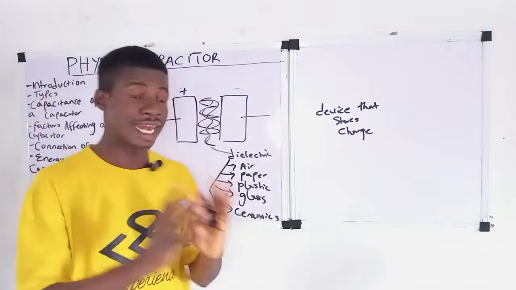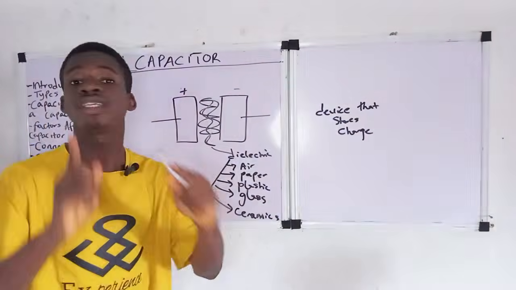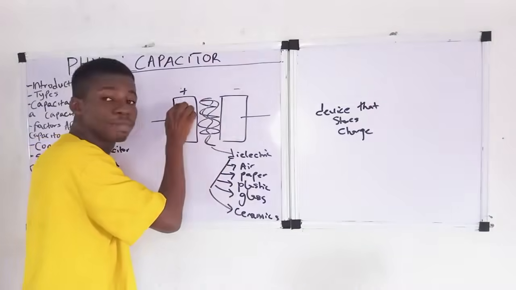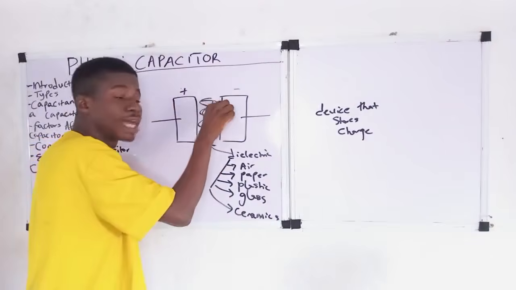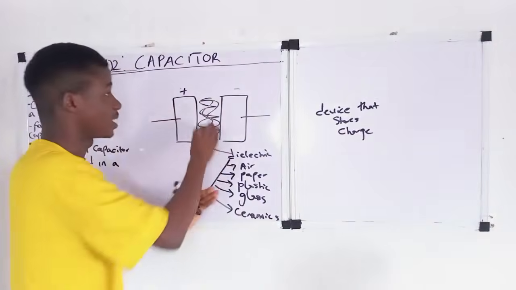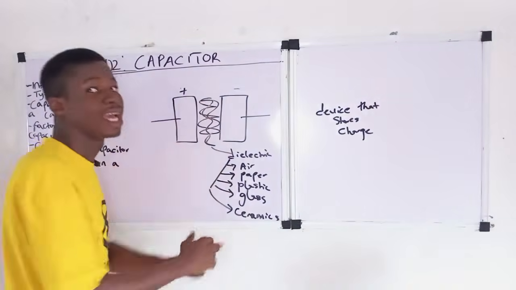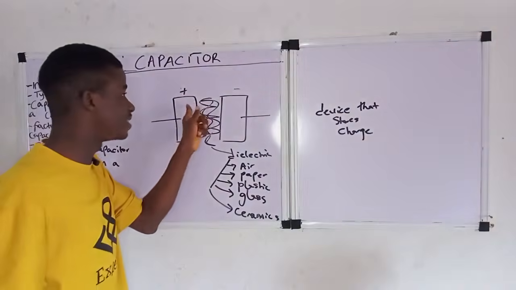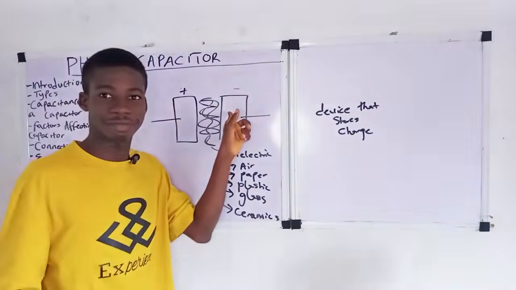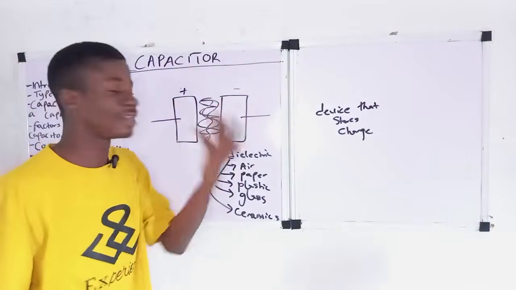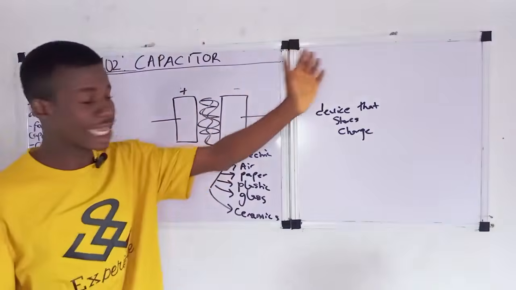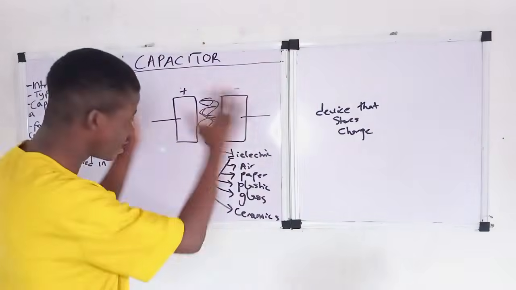Now the function of a dielectric in a capacitor is to prevent charge from moving directly from one plate to the other plate. Because a dielectric is an insulating material, it prevents charge from moving directly from one plate to the next. That is the function of a dielectric in a capacitor. Apart from that, it helps to increase capacitance. Let me not go far.